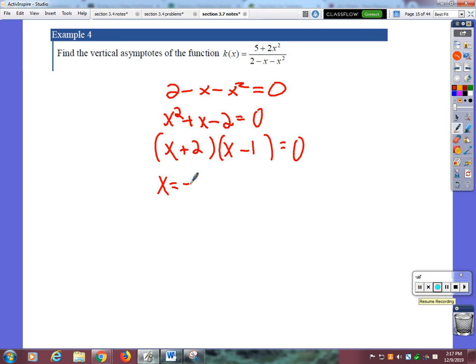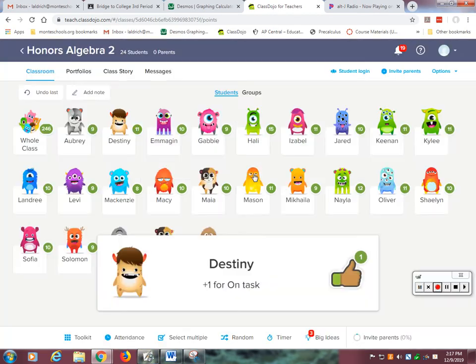Okay, so that means x equals negative 2 and 1. So if we graph this, then we would have vertical asymptotes at x equals negative 2 and 1. Do you trust me? Do we need to go to the back cave and graph it, or are you good? Back cave? Okay. I need sound effects.